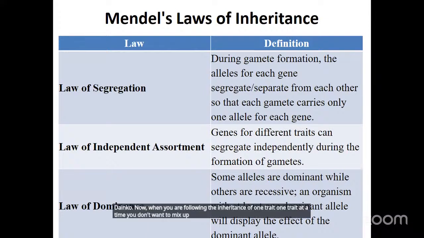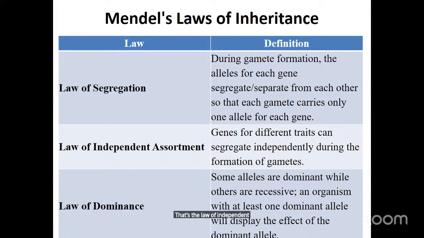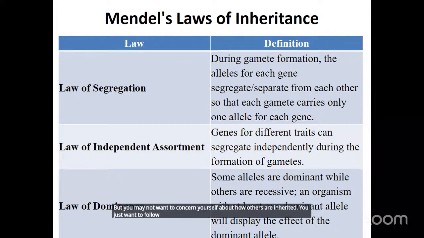Now, when you are following the inheritance of one trait at a time, you don't want to mix up. You know, there are many traits that are inherited from our parents, and they happen at the same time during fertilization. That's the law of independent assortment that I will explain later. But you may not want to concern yourself about how others are inherited. You just want to follow a particular trait being transmitted from the father to the offspring. Okay, the father is tall. I want to monitor the height of the offspring.